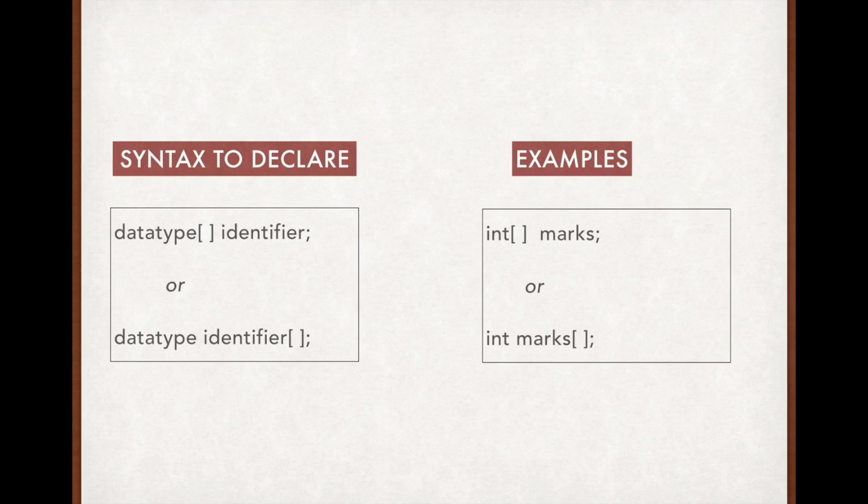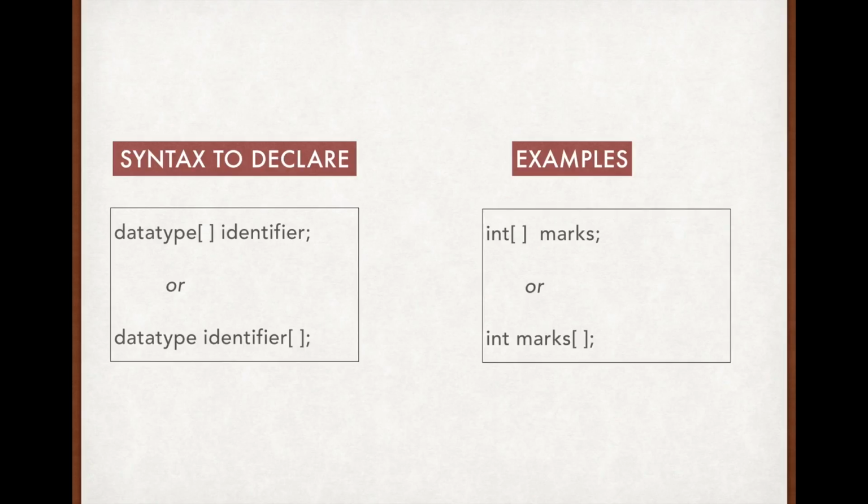Now we are going to see what is the syntax to declare an array in Java. You can see there are two formats. You can follow either the first one or the second one. What type of data you want to maintain, that is the first one, data type, followed by a set of square brackets, and by using which variable you want to identify that array, that is called identifier. Or you can put the set of square brackets after the identifier. Right to that you can see the examples.